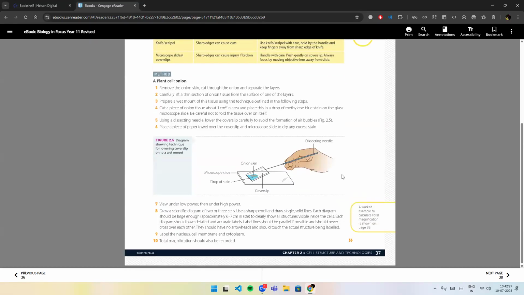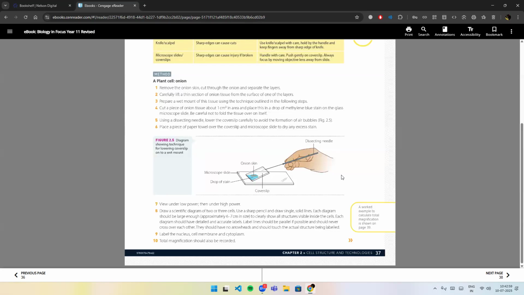Method. A. Plant cell, onion. Remove the onion skin, cut through the onion and separate the layers. Carefully lift a thin section of onion tissue from the surface of one of the layers. Prepare a wet mount of this tissue using the technique outlined in the following steps. Cut a piece of onion tissue about 1 centimeter square in area and place this in a drop of methylene blue stain on the glass microscope slide. Be careful not to fold the tissue over on itself.